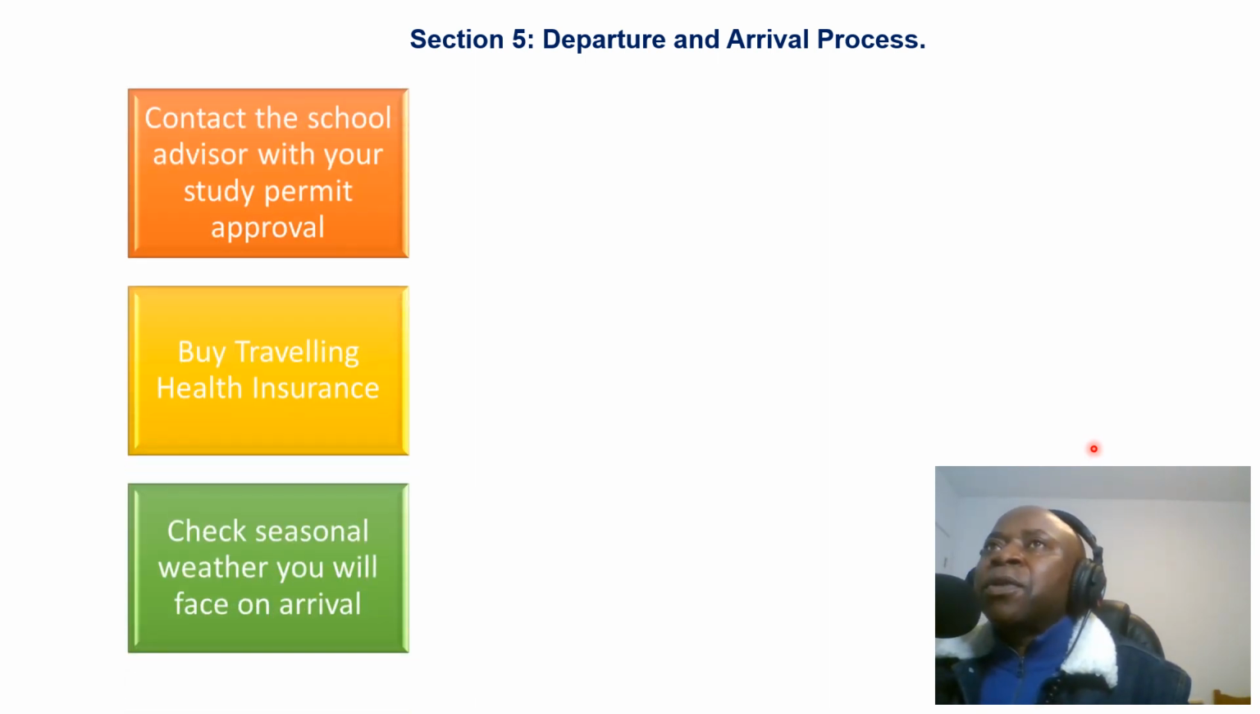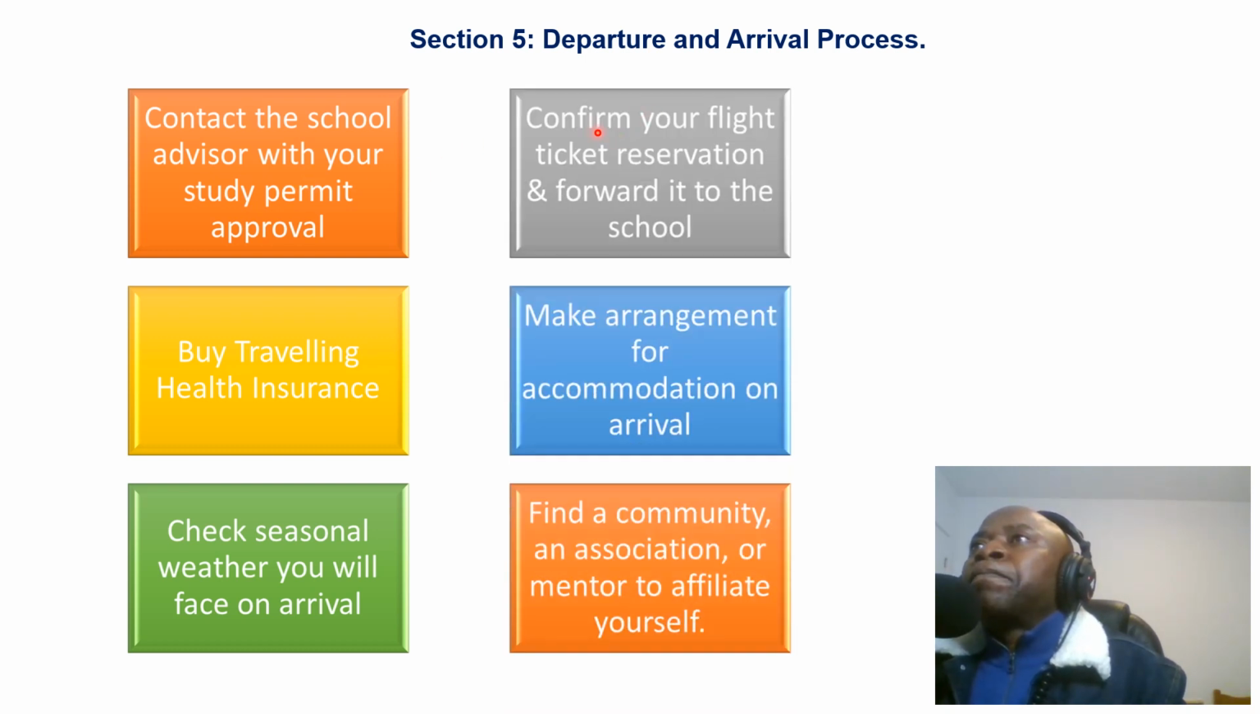So, assuming you have a favorable outcome, you have a study permit, the first thing is that you contact the school. Tell them that you've got a study permit and you are set to go. So you go back and inform them. Then confirm your flight ticket reservation and forward it to the school, especially your advisor, so that they can say whether they are going to pick you up at the airport or not.